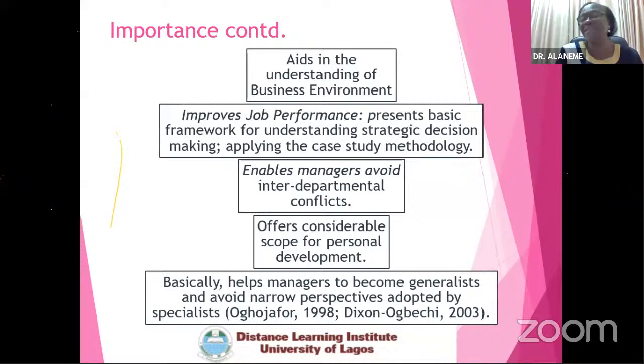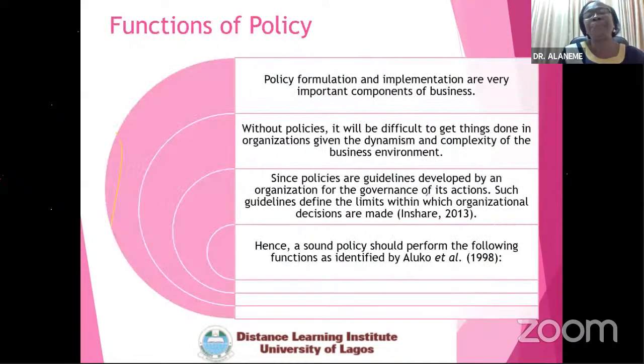It is stated there. You can take your study leave in some organizations. You can be studying while working and all of that. Some can even send you out for training. And so basically, it helps managers to become generalists and avoid narrow perspectives that some specialists adopt. Some people will tell you, I'm a specialist in this, and so what happens in any other department or in any other unit, they do not know. But with business policy, you have the opportunity of seeing what is happening elsewhere.